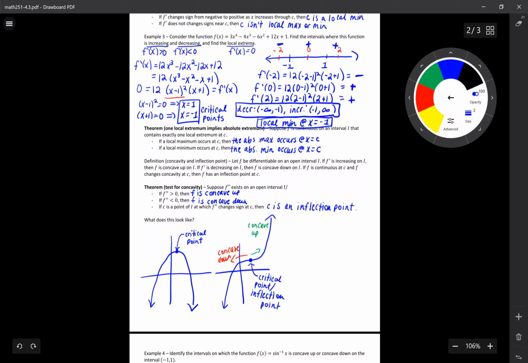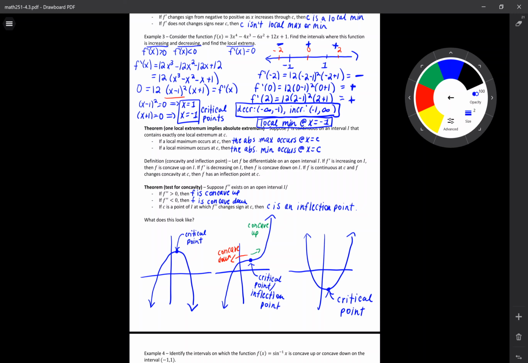Okay, and then we could also have just a plain old concave up function as well. So this is what it means for a function to be concave up. This is our critical point, not an inflection point here since I'm not changing concavity. And it's concave up the whole time.